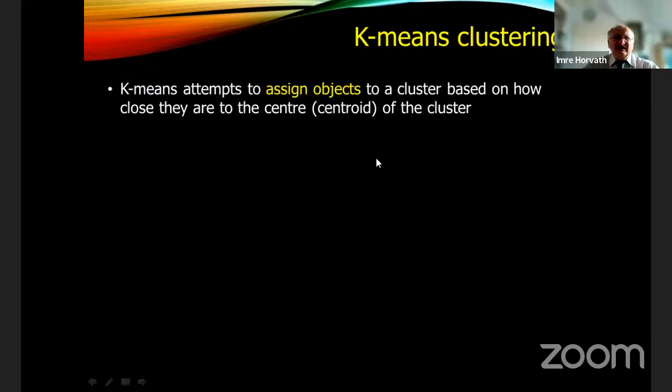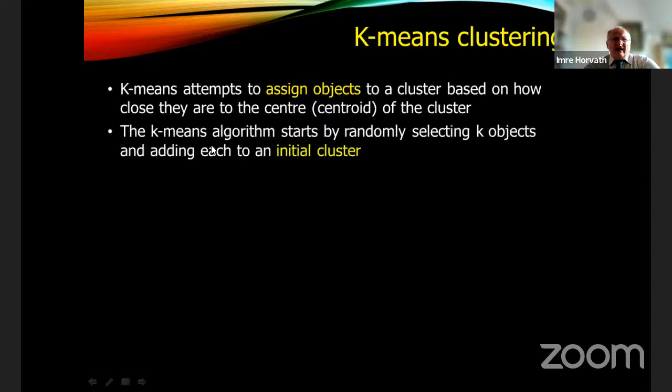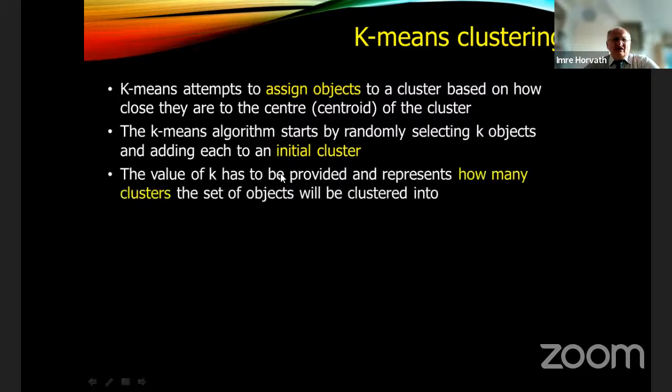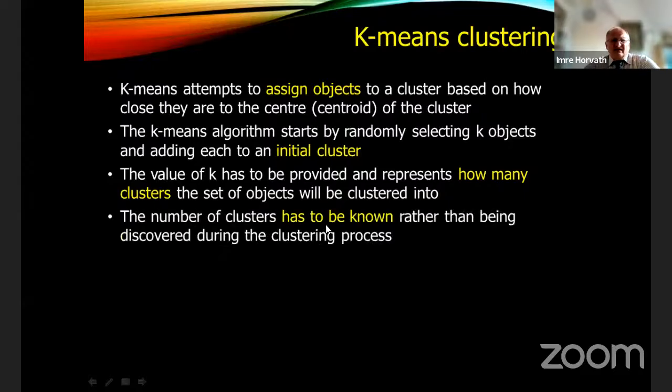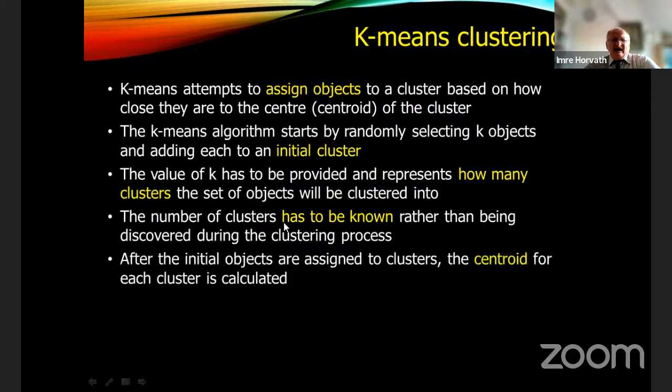A very robust and ingenious form of clustering is the so-called k-means clustering. Let me summarize briefly what it is all about. The k-means algorithm attempts to assign objects to a cluster based on how close they are to the centroid of a cluster. The algorithm starts by randomly selecting k objects and adding each to an initial cluster. The value of k has to be provided and represents how many clusters the set of objects will be clustered into. The number of clusters has to be known rather than being discovered during the clustering process. So this is a kind of influence already from the field of classification.